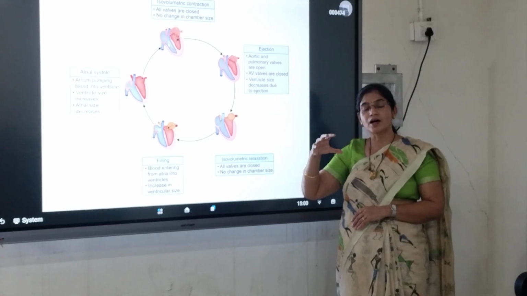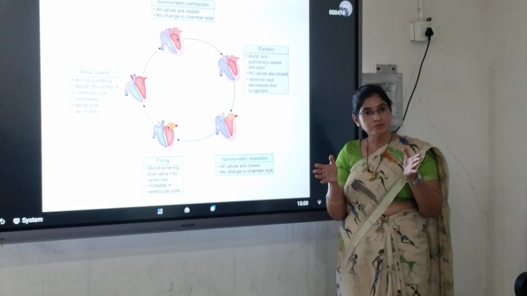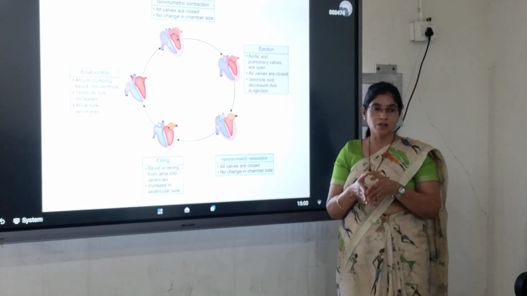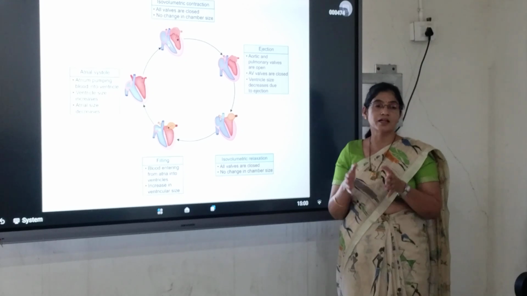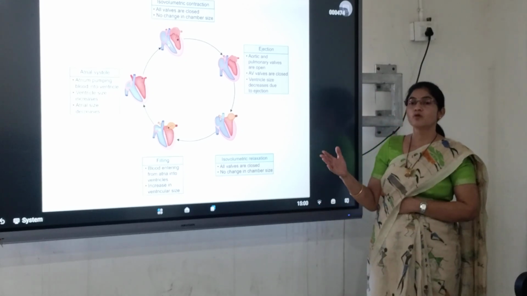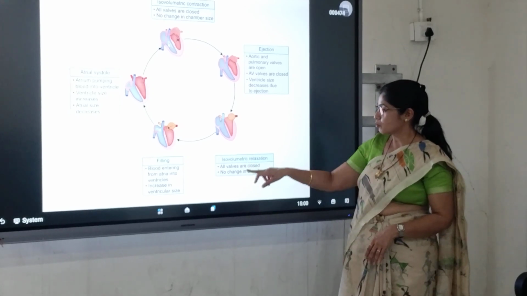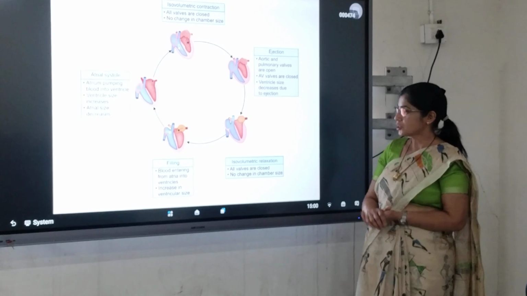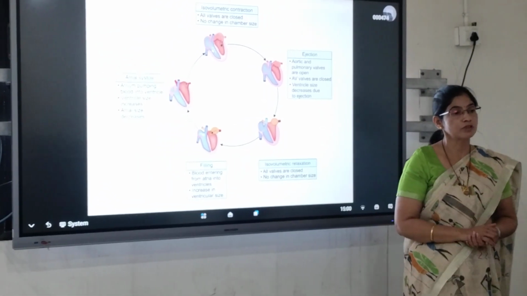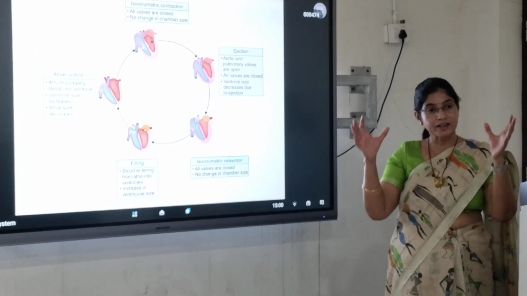And the amount of blood that remains in the ventricle at the end of systole is called the end systolic volume. That is about 50 to 60 ml. So all valves are closed and there is no change in the chamber size. Now what will happen? Your ventricular pressure is decreasing up to 0 mm of Hg, and by that time, the atria get relaxed.